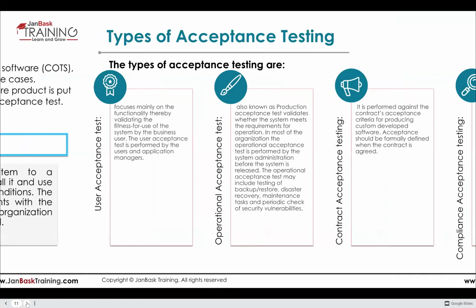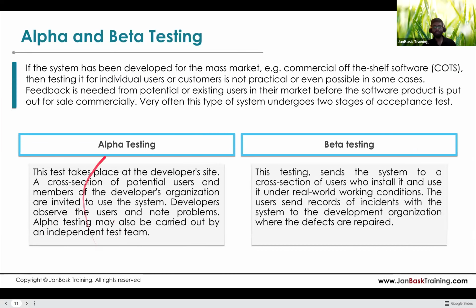Okay, then the concept of alpha testing and beta testing is there. Just for the sake of interview, remember what alpha testing is. Alpha testing is basically a cross section of potential users, and members of the developer's organization, invited to test the system or use the system. So some of the testers or business analysts from the development team and the customers or the client will sit together and do the testing. That is called alpha testing.